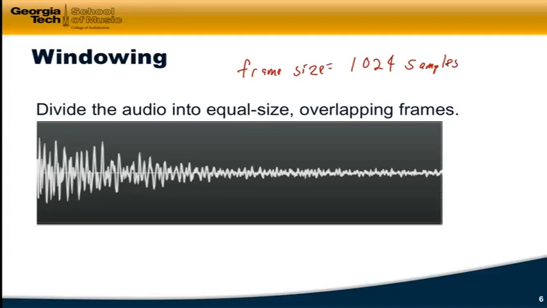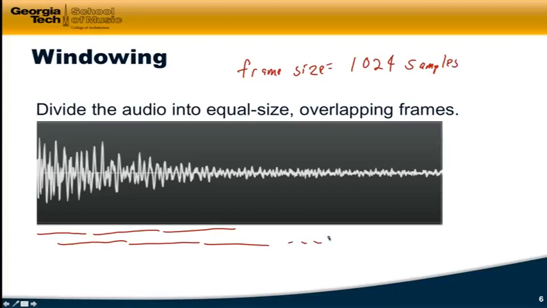And so if we were taking this waveform here and splitting it up, we might have that be one, and then we're going to overlap them with each other. So that might be another, and another, and another, and so on and so forth, all the way through our file.